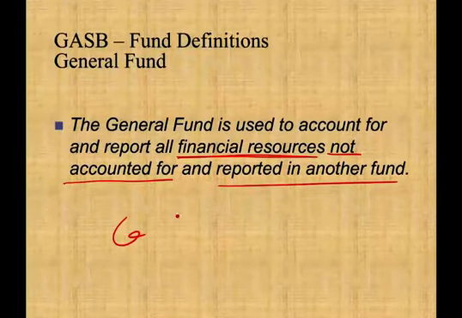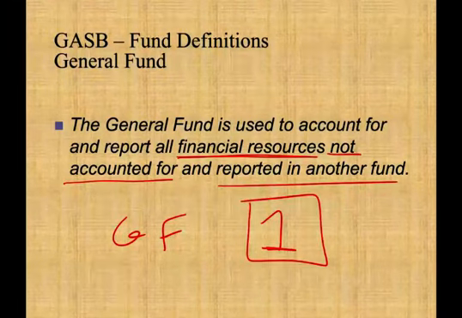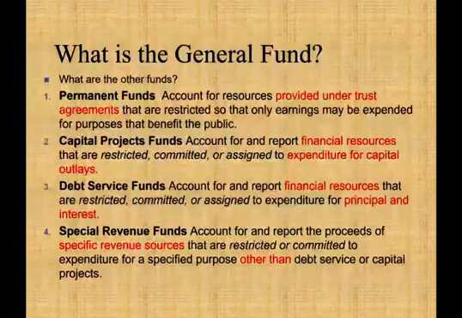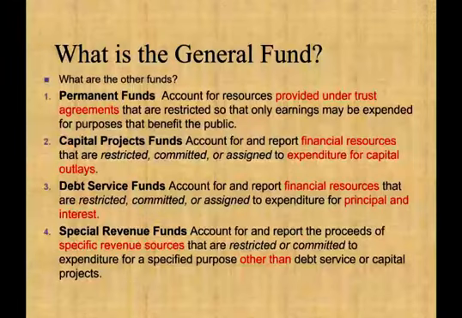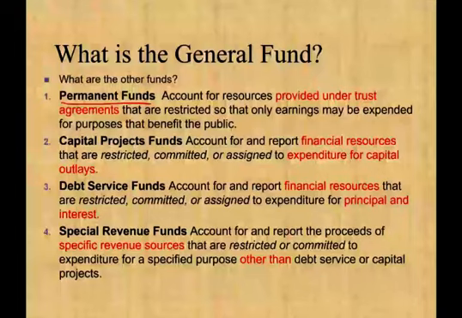And how many general funds do we have? Each government will have one general fund. Okay, so what are the other funds? Just to make sure we understand what the other funds are. We have four other funds. One is the permanent fund, and we could have many sub-permanent funds, sub-capital project funds, and so on and so forth, but one general fund. Well, what does the permanent fund account for?